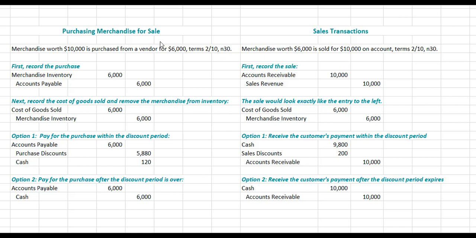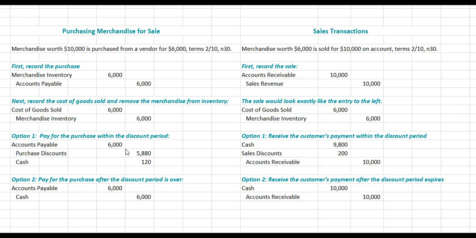due in 30 days. So first we record the purchase, increase merchandise inventory, and increase accounts payable, credit accounts payable for $6,000. And next we record the cost of goods sold, remove the merchandise from inventory. So cost of goods sold is on the income statement. That would be $6,000. And we just put the merchandise in here. Now we're taking it out. It cost $6,000.